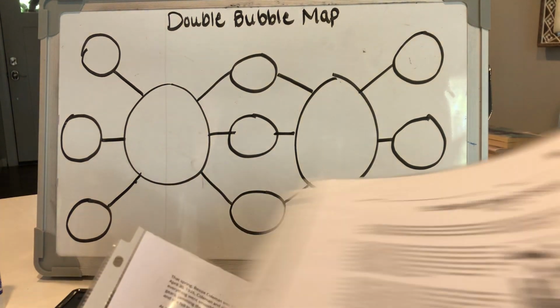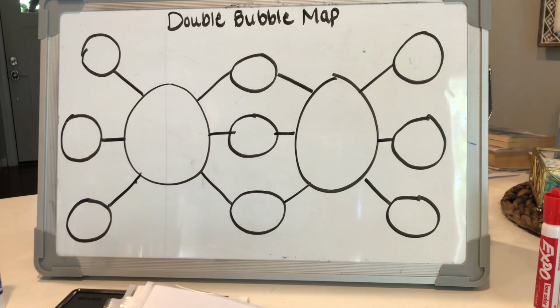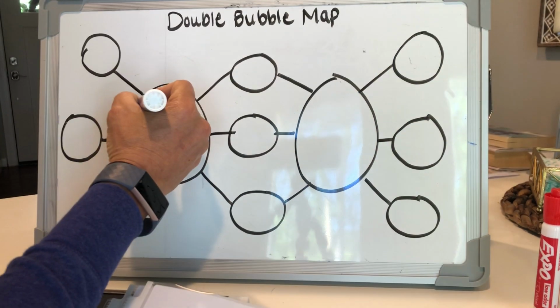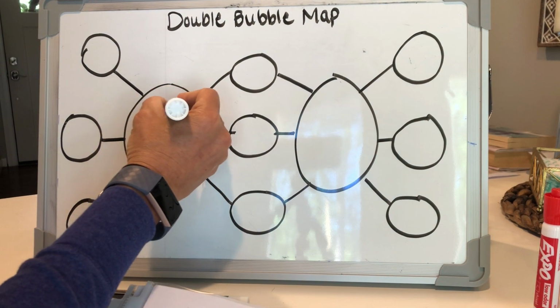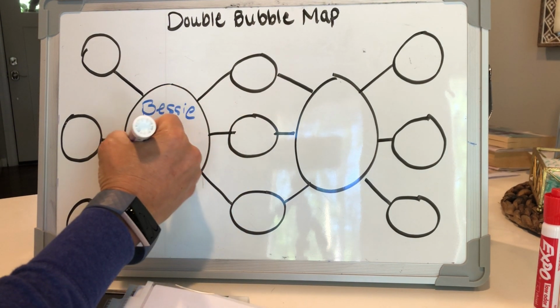All right, so that is the first person that we are going to have, and I'm just going to put her right here. So that is Bessie Coleman.